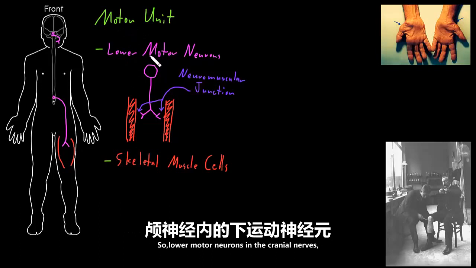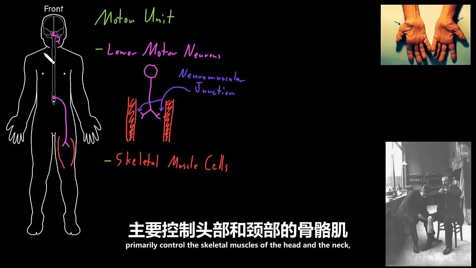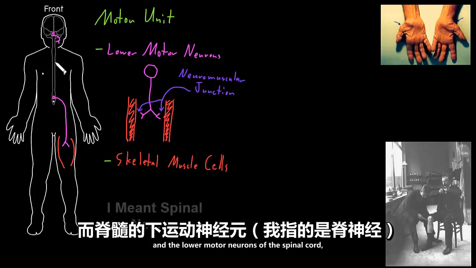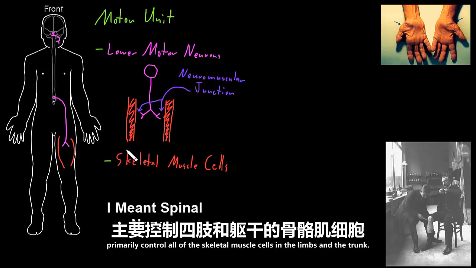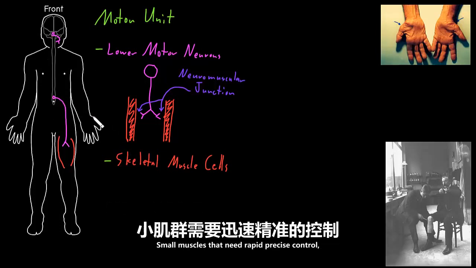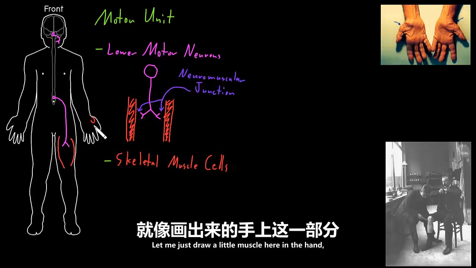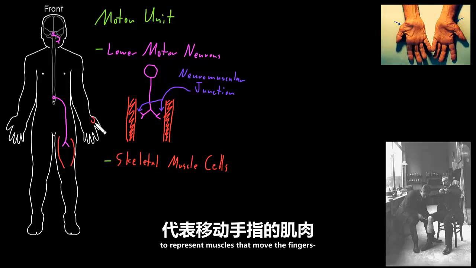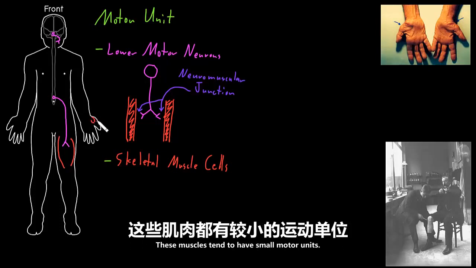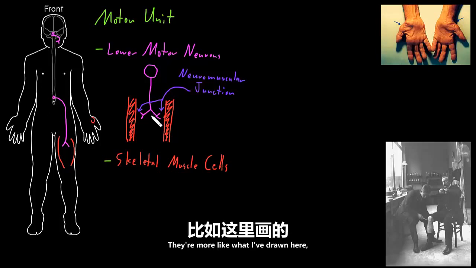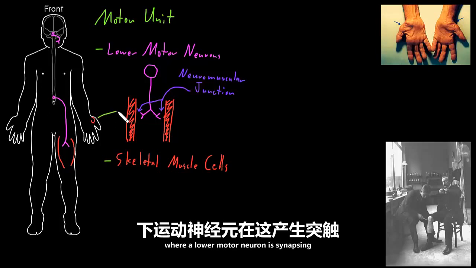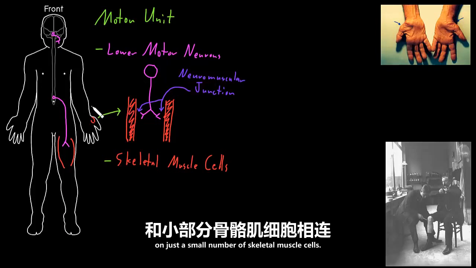And so the lower motor neurons in the cranial nerves primarily control the skeletal muscles of the head and the neck, and the lower motor neurons in the spinal cord primarily control all the skeletal muscle cells in the limbs and the trunk. Small muscles that need rapid, precise control, like those that move the eyes or those that move the fingers, I'll just draw a little muscle here in the hand to represent muscles that move the fingers, tend to have small motor units. So they're more like what I've drawn here, where a lower motor neuron is synapsing on just a small number of skeletal muscle cells.